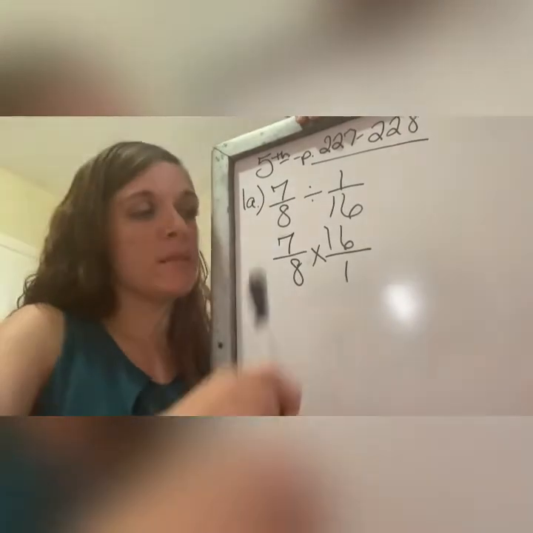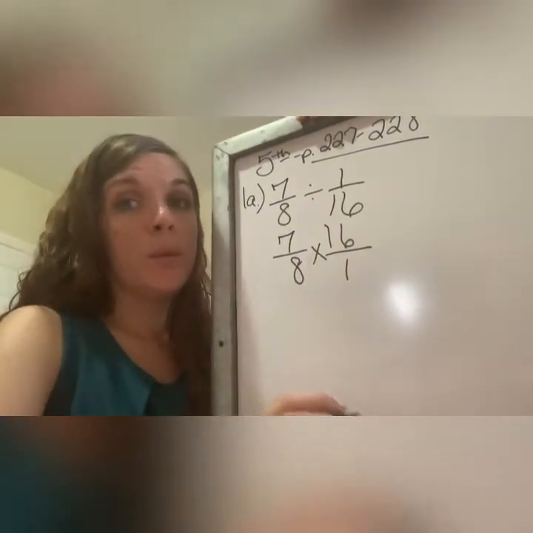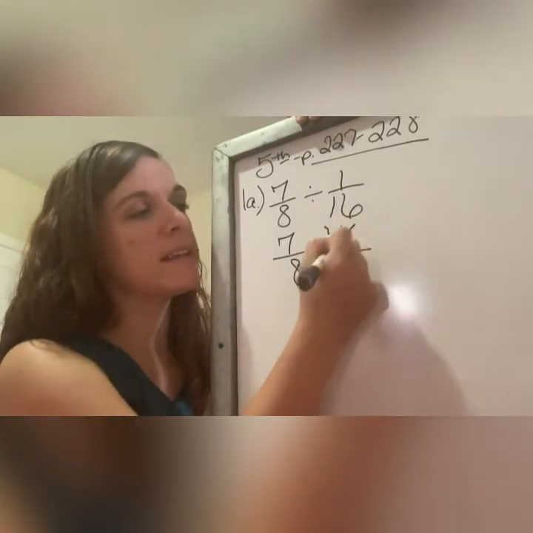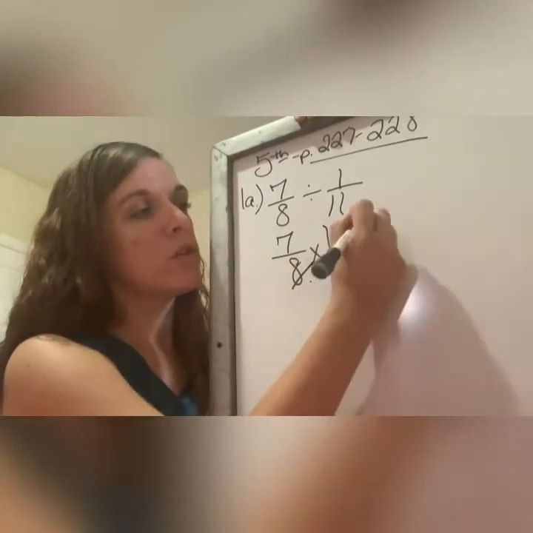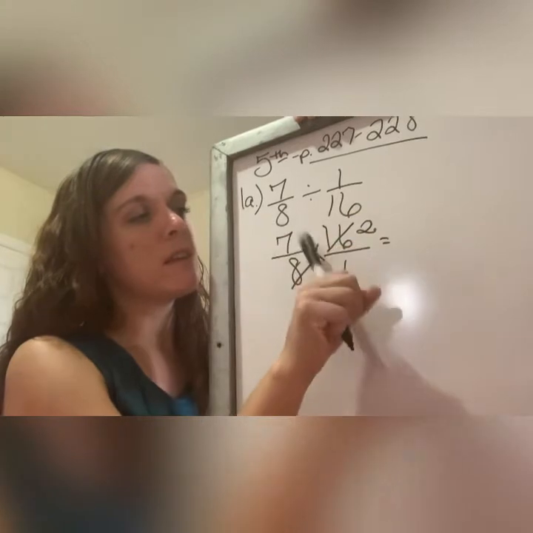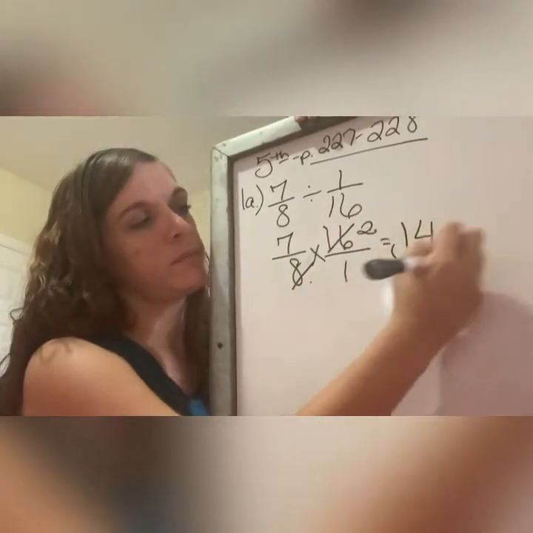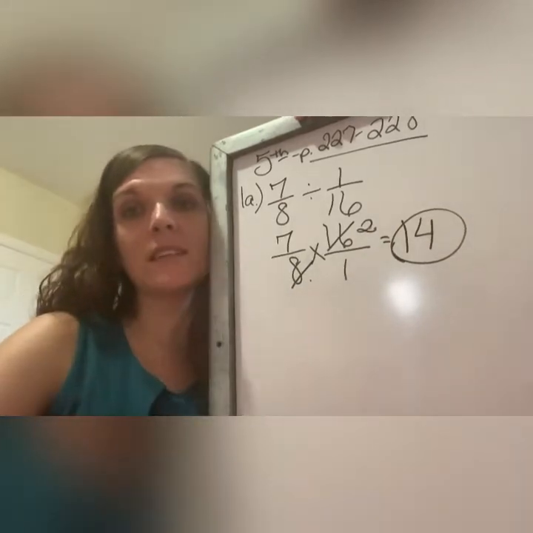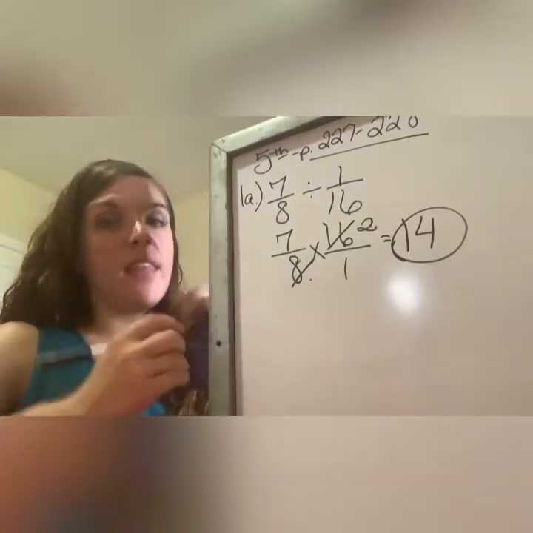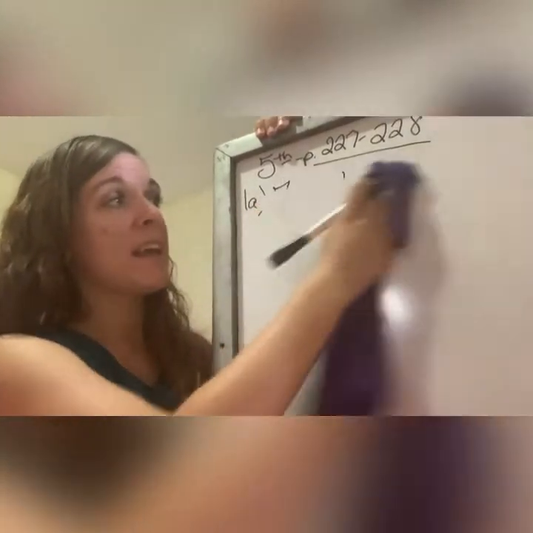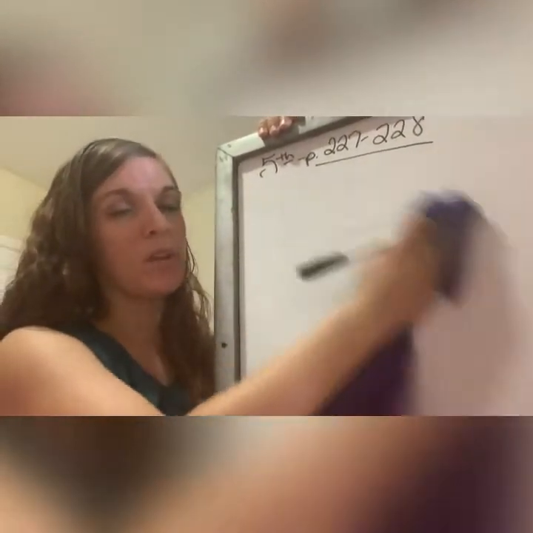Now, we need to multiply this by this. Be careful. Watch what you need to do. 16 divided by 8 is what, Oscar? 2. So 7 times 2 is what, Oscar? 14. Okay, 14 is your answer there. Just remember flip-flop and multiply. These are actually easier than when a whole number is in front, right?